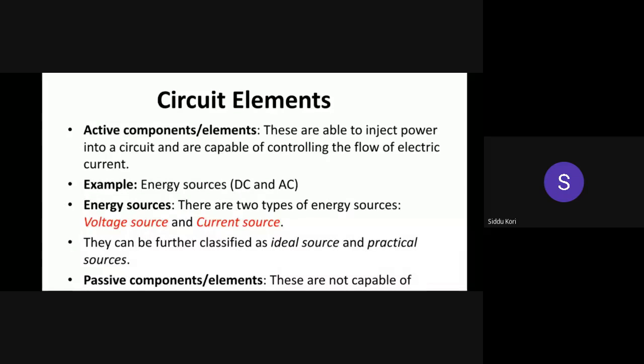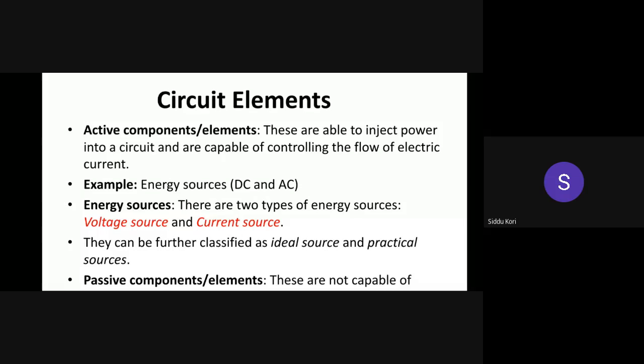Now for example, you see it is given energy sources. This may be AC or DC. Both DC and AC can be energy sources. Now energy sources, what are they? They are like amplifiers. For AC, it is like transistors, diodes, triodes, vacuum tubes. We will see what the symbols are and how they look in eventual classes. So first, let us just define these things.